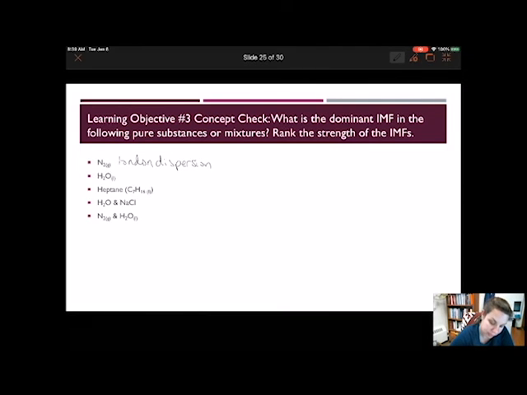Water, H2O, structure like this. This is a polar molecule, but more importantly, it's a molecule that has oxygen-hydrogen bonds. So we have oxygen and hydrogen attached to each other. We have oxygen with an electron pair on it. So within water, we have hydrogen bonding.